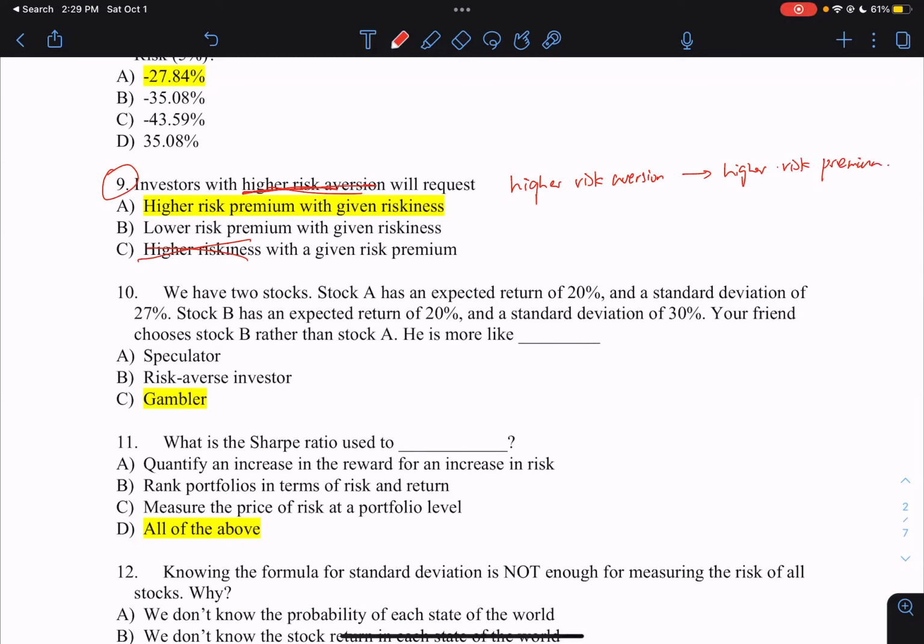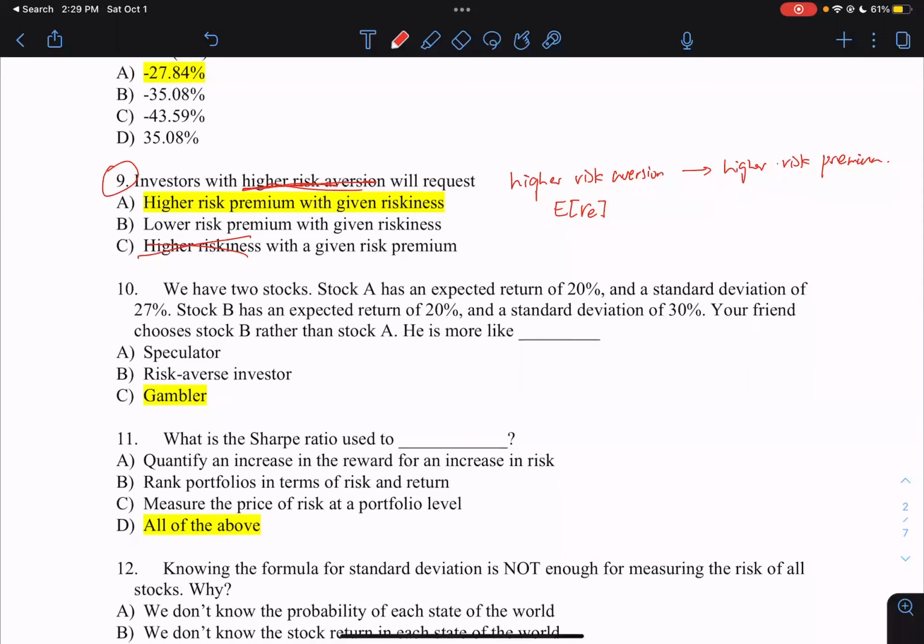Let me remind you what the risk premium is. If we use a stock as an example, it is the expected return on the stock minus the risk-free rate. So it's basically how much higher the expected return of the stock should be than the risk-free rate. Why is this higher when the risk aversion is higher? The short answer is you should view this as a reward for taking risk.